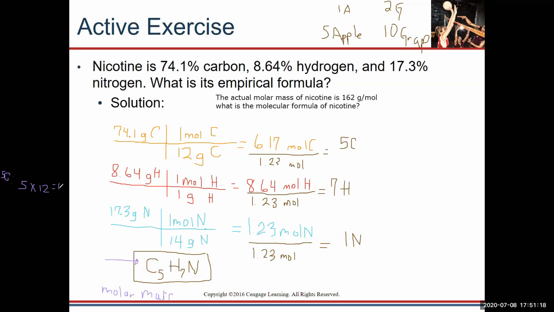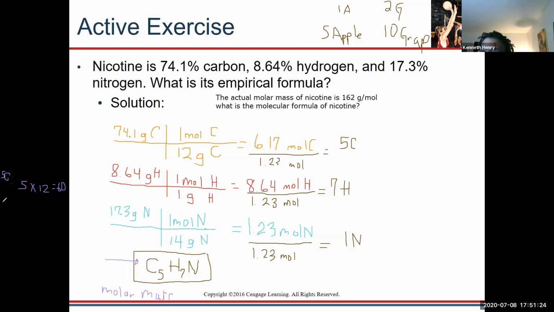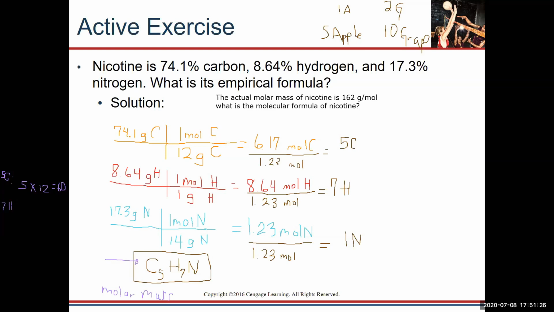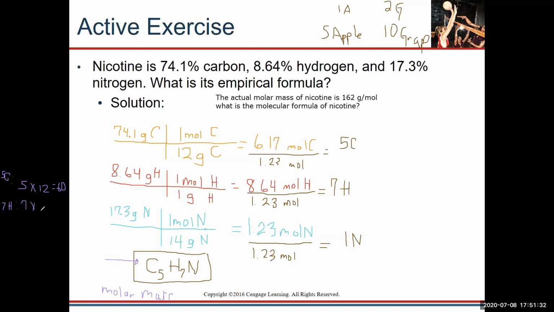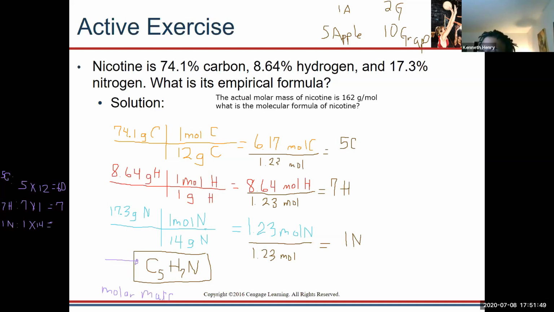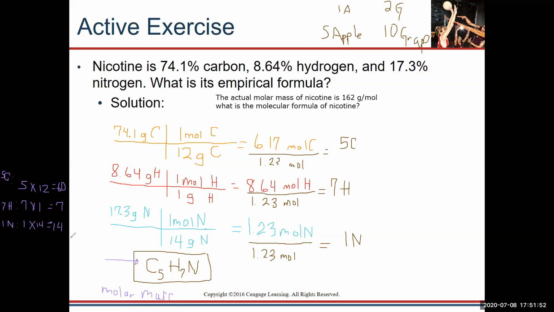7 hydrogens. So we have 7 hydrogens, and that's going to be times 1, right? And then for nitrogen, we just have that 1 nitrogen, and it's going to be times the 14. And that's going to equal 14. So we have the 60, so 60 plus the 7 plus the 14, it's going to be 81.